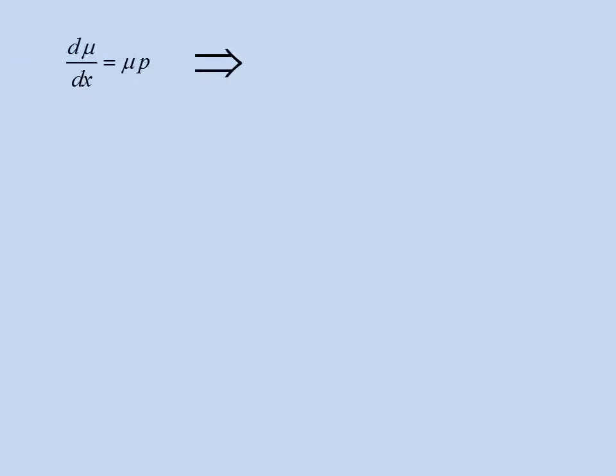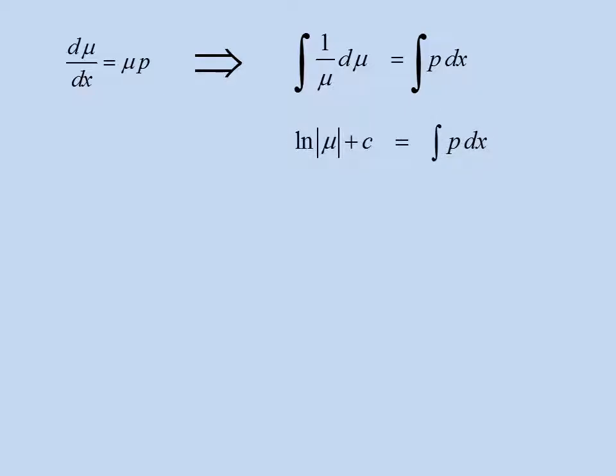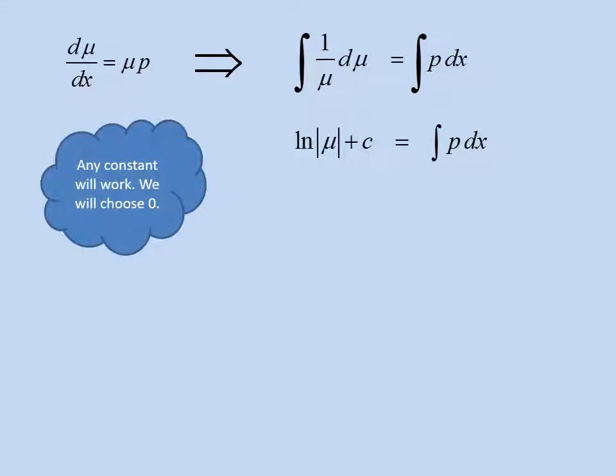So what we're going to do is separate this. It's separable into 1 over mu d mu and p times dx. Integrate both sides, and we get the ln of mu plus some constant equals the integral of p dx, which we don't know because we don't know what p is. However, the constant can be anything because, again, what we're trying to do is to find something that works for mu. And so c can be anything whatsoever. I think I'll choose c to be a 0.